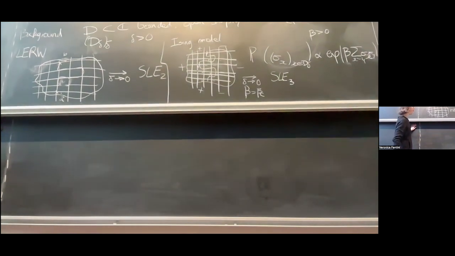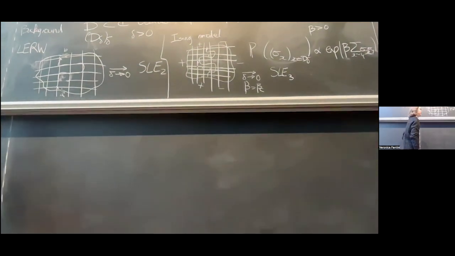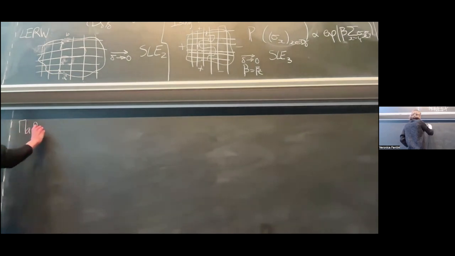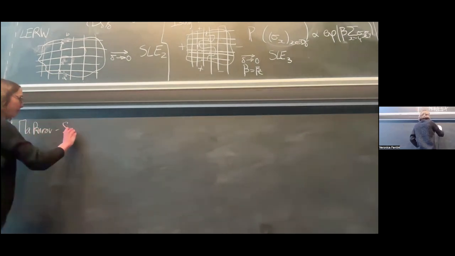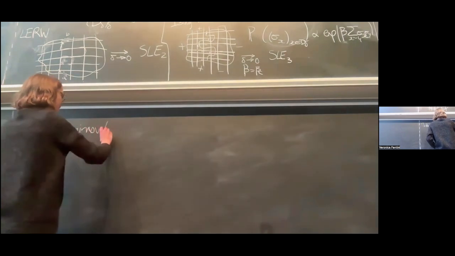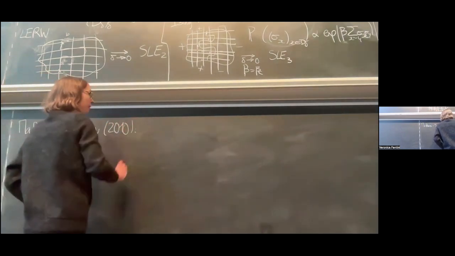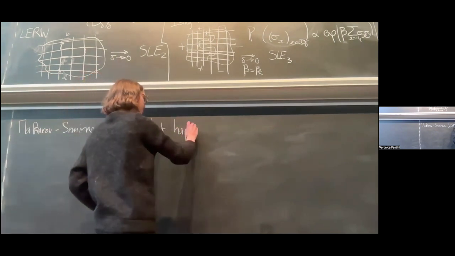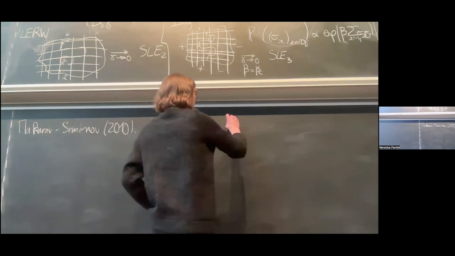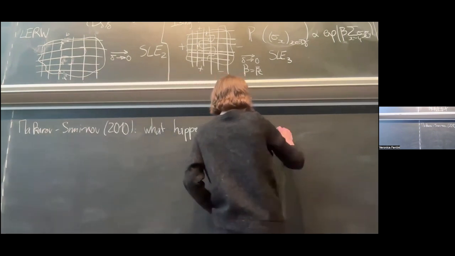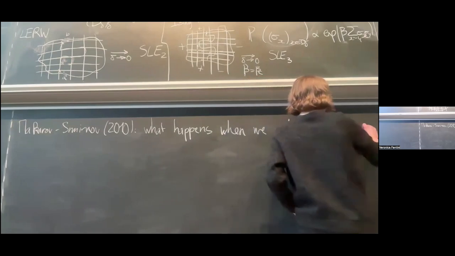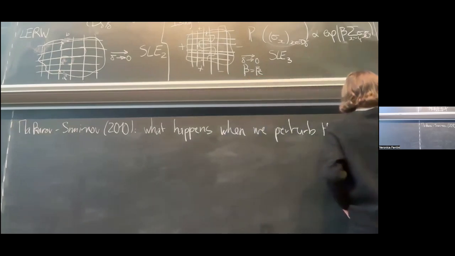And today, what we are going to do is this: about 15 years ago, Makarov and Smirnov raised the following question. Namely, what happens when we perturb these models in a near-critical way?